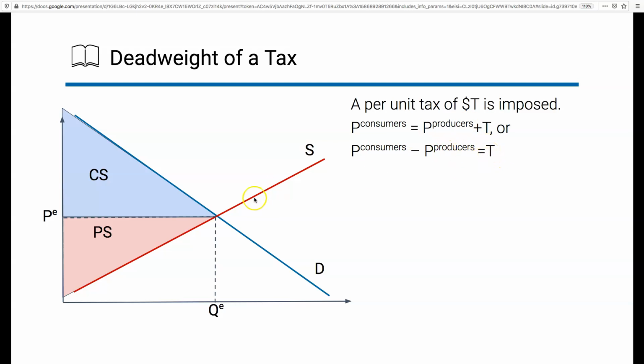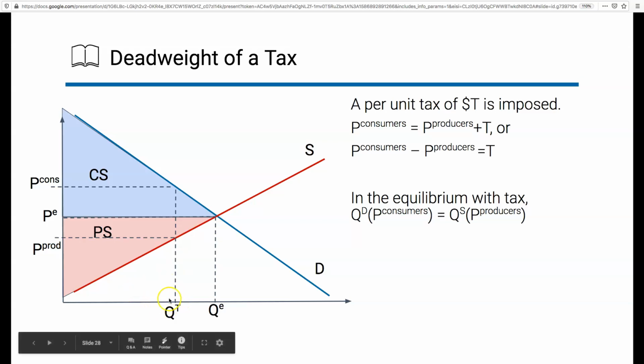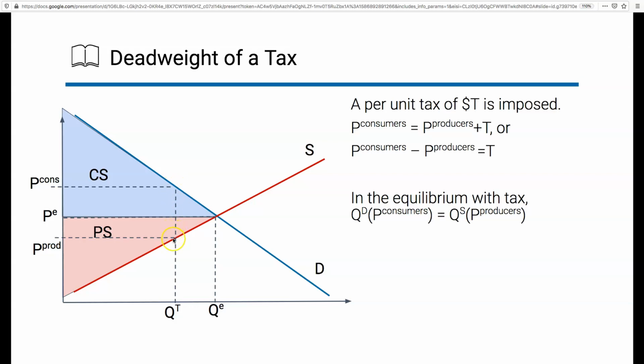How does that affect the equilibrium in the market? Well, now consumers and producers are not getting the same price. Consumers will be forced to pay more, producers will be forced to receive less, and because of that, the quantity has to fall. And so, in the equilibrium with tax, we need to find a new quantity at which the difference in prices exactly equals the amount of tax. So if it's $5, that difference has to be equal to $5.